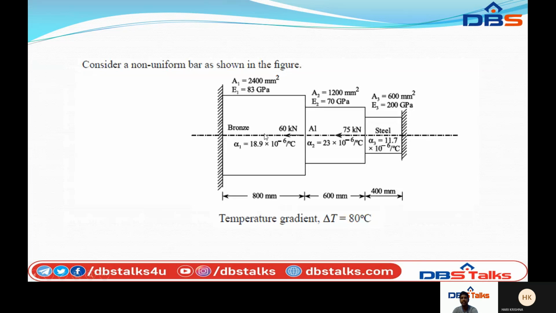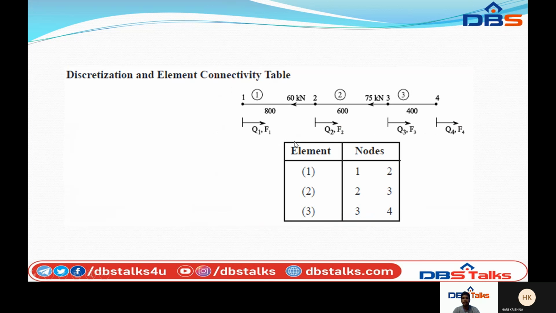For the first element, it is discretized into 2 nodes: 1, 2. For the second element, 2, 3. For the third element, 3, 4. Then this can be understood by following the connectivity table here. On the left side, I am writing the element and on the right side the nodes. For the first element, the nodes will be 1, 2, and for the second element 2, 3.